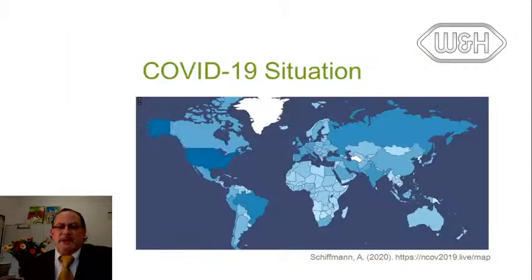So this is really a pandemic situation, as we can see on this map. The darker blue the countries are painted, the more infected people and deceased people have been counted in these countries. The reason why there are still some white countries is not that they have no COVID, but they do not count.